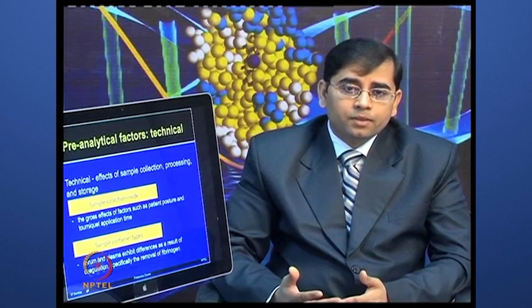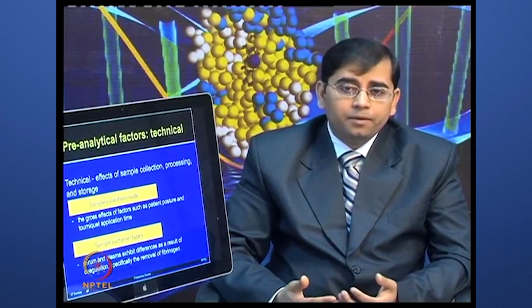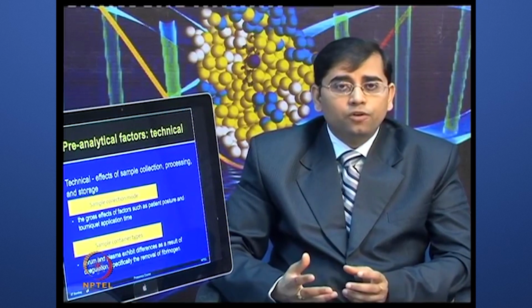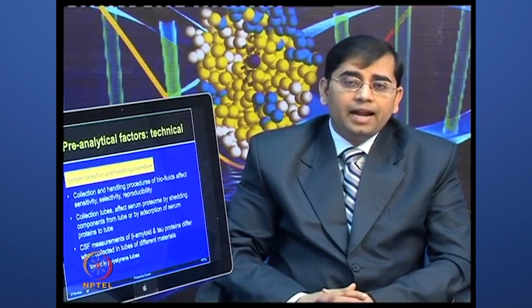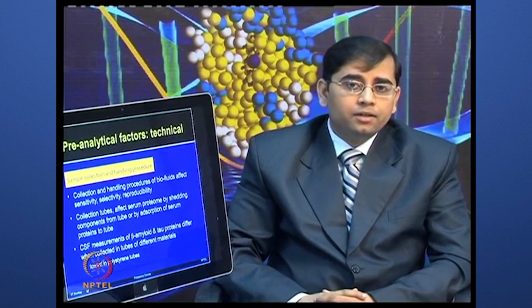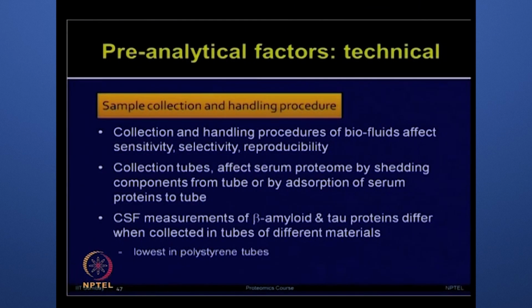Sample container types: when you are collecting samples such as serum and plasma, they exhibit differences as a result of coagulation, specifically the removal of the fibrinogen. So, one has to pay attention to sample collection and handling procedure. The collection and handling procedure of biofluids will affect the sensitivity, selectivity and the reproducibility of the experiments. Collection tubes in which you are collecting your serum sample are often going to influence the analysis if you are using different types of tube material. The shedding of components from the tube or adsorption of the serum proteins to the tubes will in some way influence the proteome analysis.